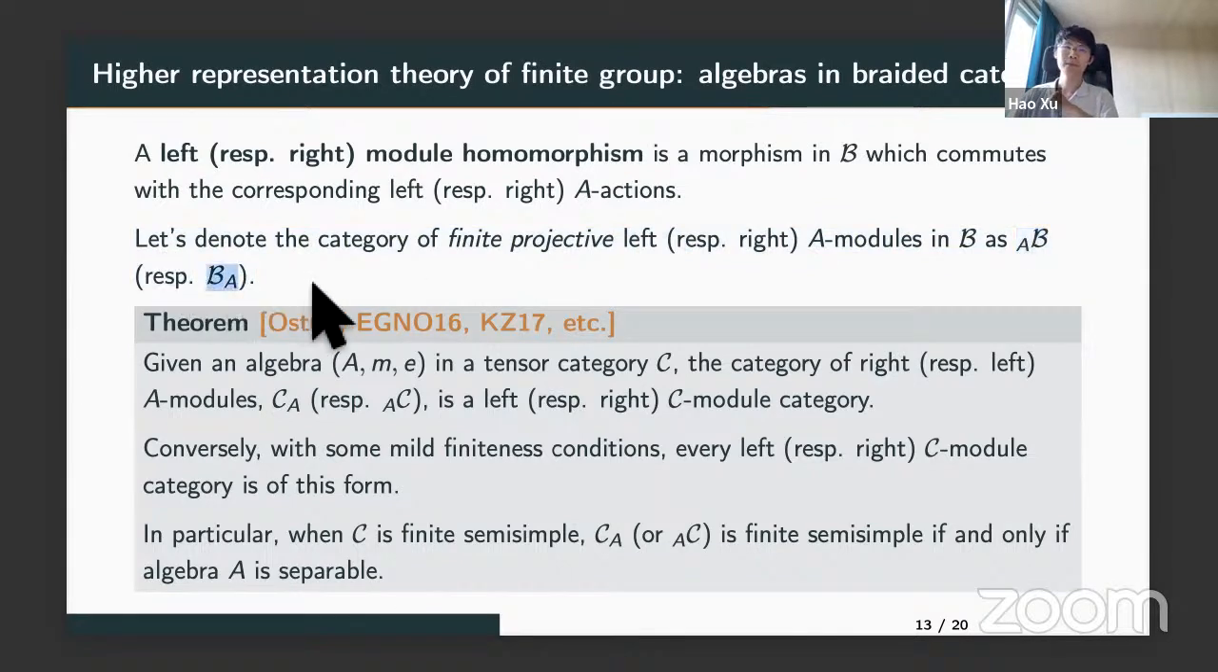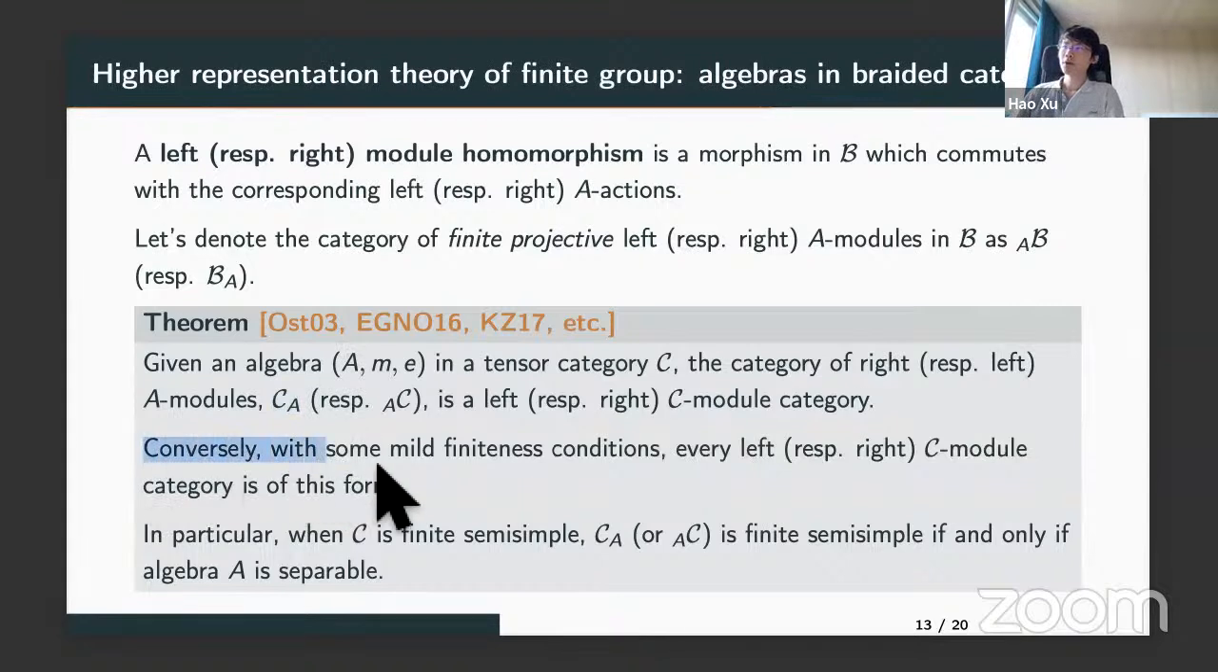Okay, so let's denote the category of finite projective left or right A modules in B using this notation. A fundamental result in the theory of tensor categories is important here, so I list it. It first appeared in a 2003 paper of Ostrik, which says, given an algebra A in a tensor category C, the category of right A modules has a natural left C module category structure, with C acting on the left on these module categories.